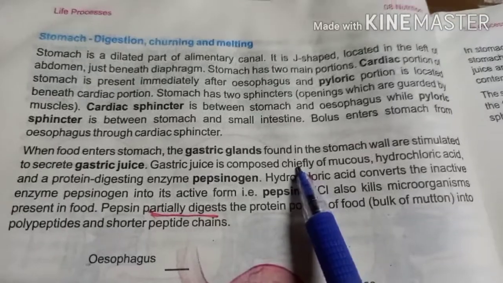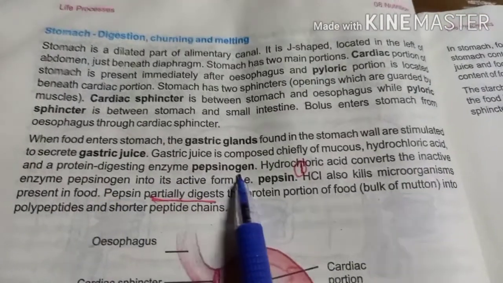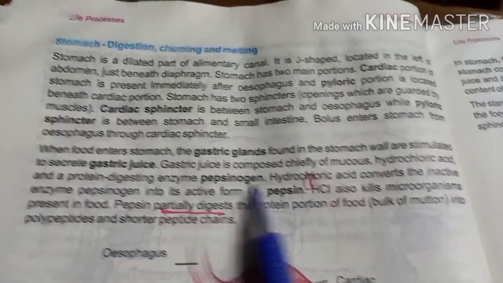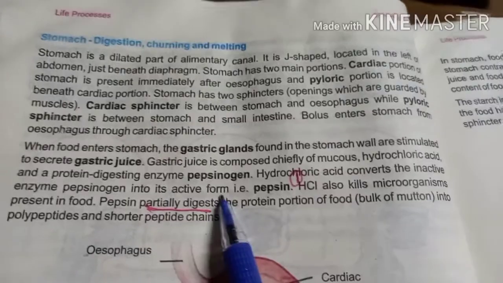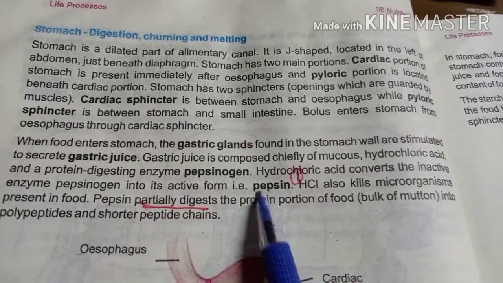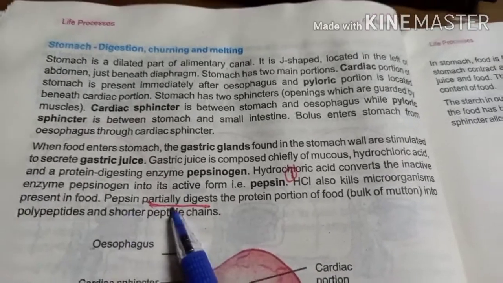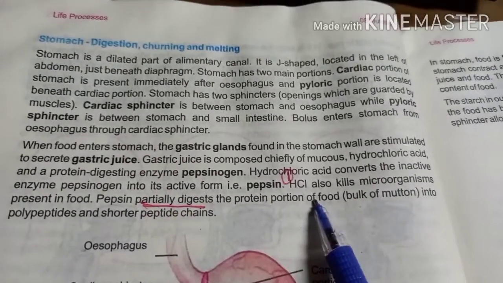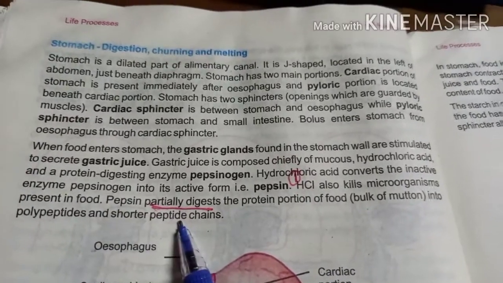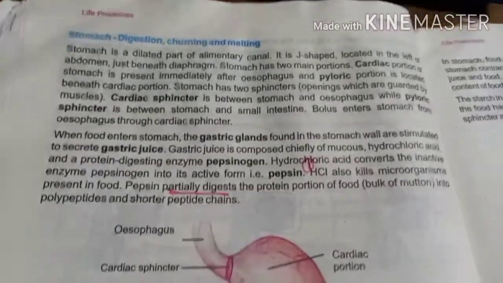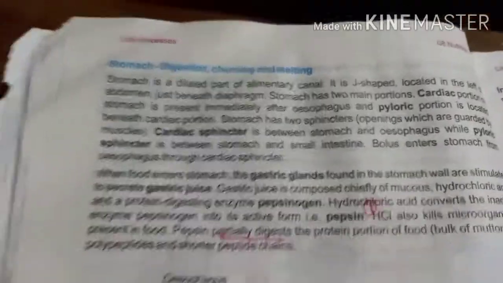Gastric juice is composed chiefly of mucus, hydrochloric acid, and a protein-digesting enzyme, pepsinogen. Hydrochloric acid converts the inactive enzyme pepsinogen into its active form, pepsin. HCl also kills microorganisms present in the food. Pepsin partially digests the protein portion of the food into polypeptides and shorter peptide chains. So this is all that is happening, and we call this process the churning and melting process.